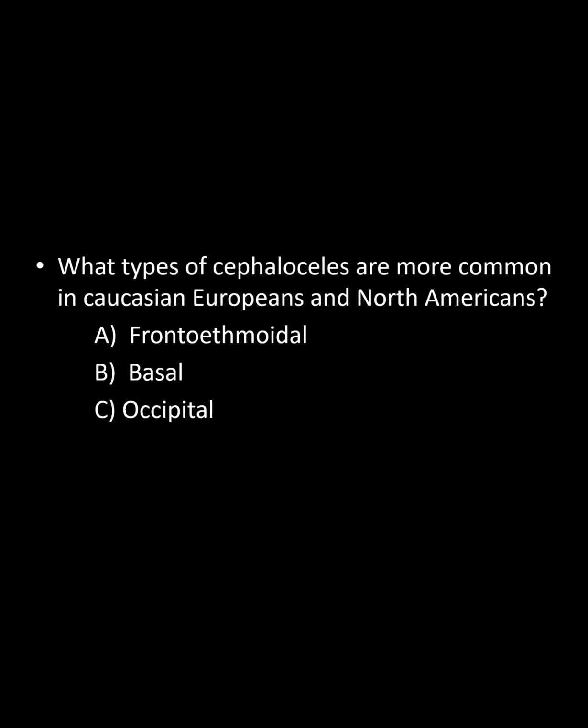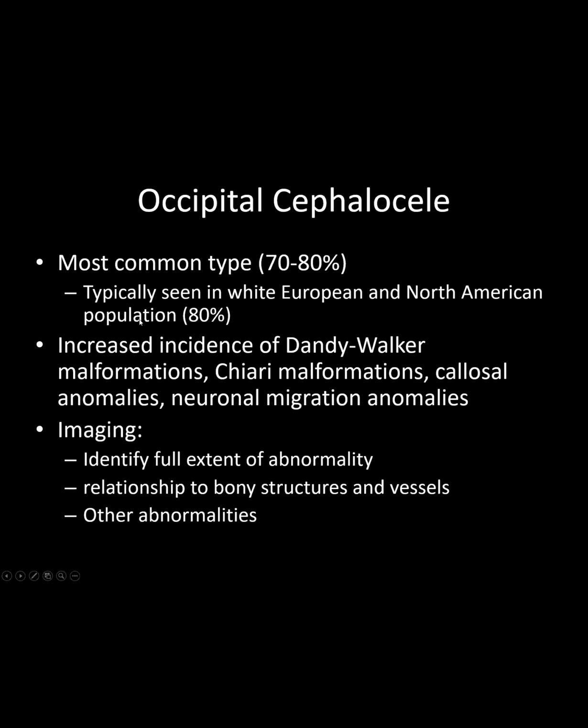Okay, so I'm going to go through some questions and show you some cases here. Do you know what type of cephalocele is more common in Caucasians, say Europeans or North Americans? No idea. It's actually occipital. Apparently that's supposed to be an important fact, at least for radiologists. This is the most common type of encephalocele overall. Occipital is more common in people of Caucasian background.